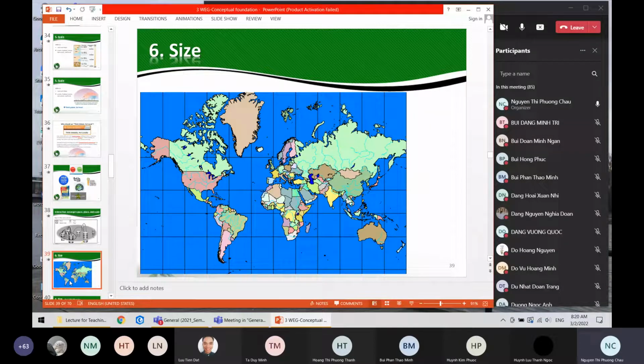So what does size tell us? We can agree that a nation with larger size has more natural resources, or more geography. We can say that, like physical natural resources.